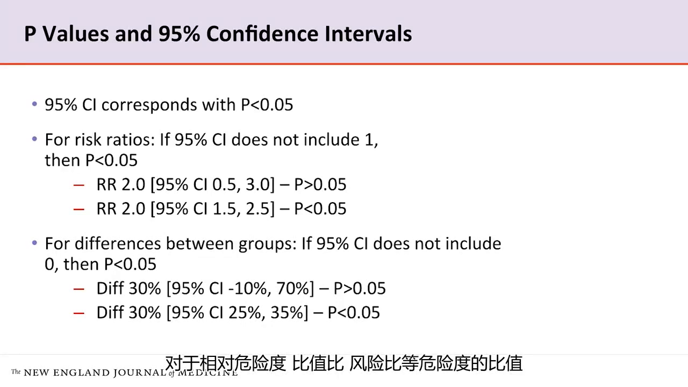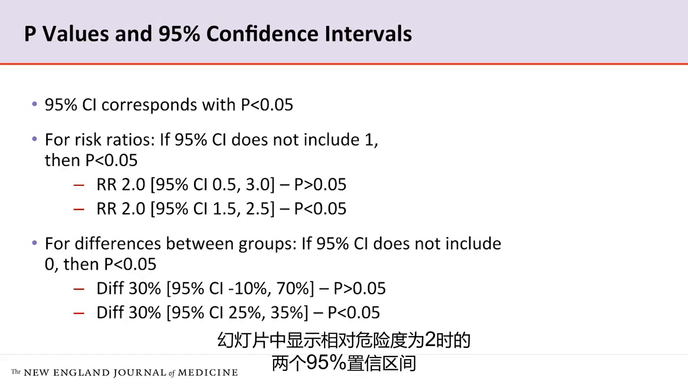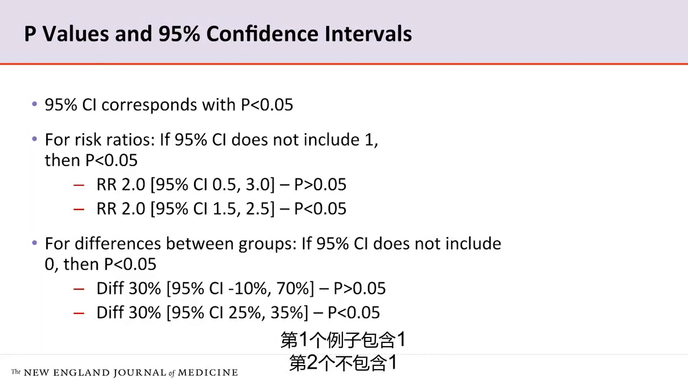For risk ratios, such as relative risks, odds ratios, hazard ratios, if the 95% confidence interval does not include 1, then the p-value is less than 0.05. Shown on this slide are two sets of 95% confidence intervals for a relative risk of 2. The first example includes 1, and the second does not.